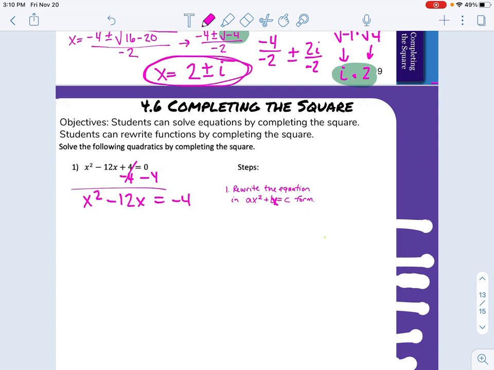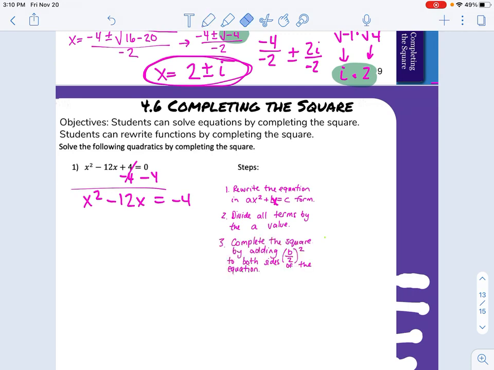Then we can go ahead and do our next step since we finished that one. This one we can actually skip because we already have a 1 value for our a. If it was a different number out front, that would change it, but dividing all terms by a, in this case 1, would not change anything. So we'll go ahead and go to step 3.